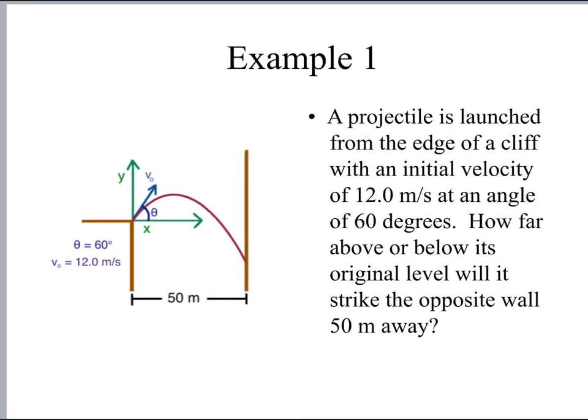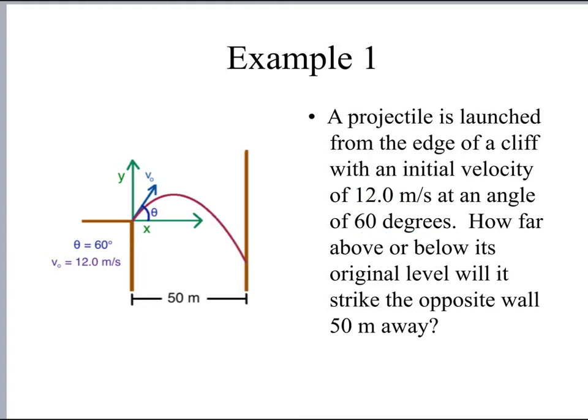Okay, we want to look at some additional examples using projectile motion. So here is an example. We have a projectile that is launched from the edge of a cliff, and its initial velocity is given to be 12 meters per second at an angle of 60 degrees.